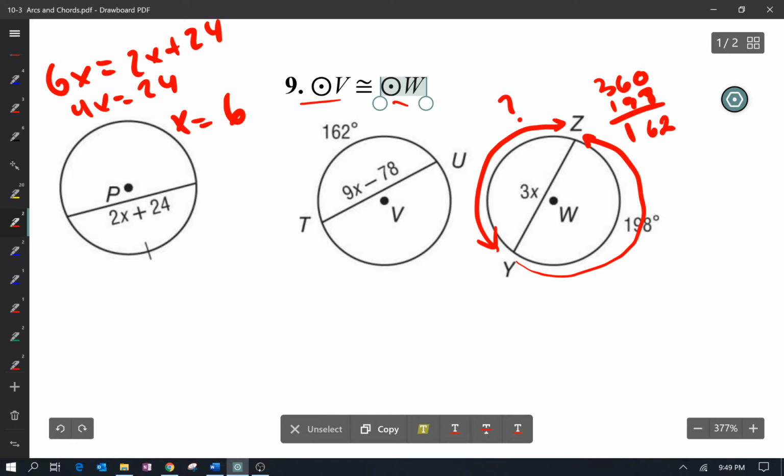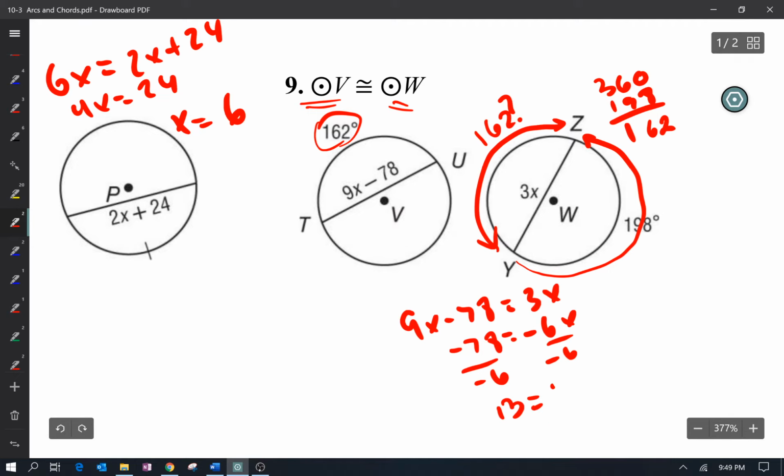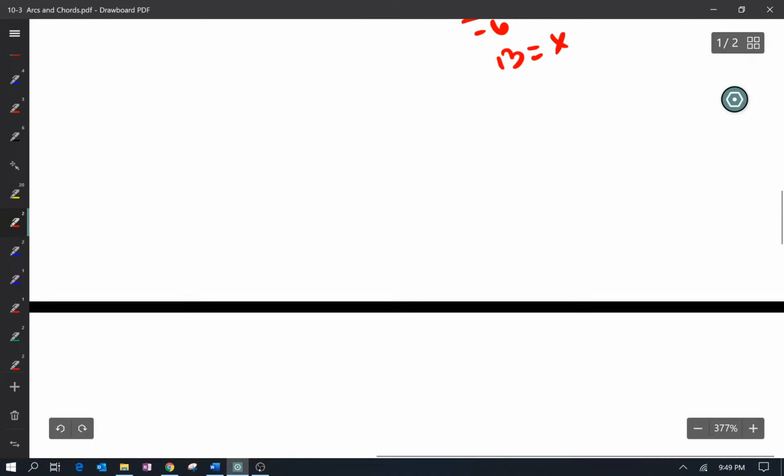All right, try 162. This is why I teach geometry and not numbers. All right, 162. So this arc is 162. And notice this arc was 162. The circles are congruent, and their arcs are equal, so their chords are equal. So 9x minus 78 is equal to 3x. So negative 78 is equal to negative 6x. Divide by negative 6, divide by negative 6. What do we get? 13, I believe. So x is 13.